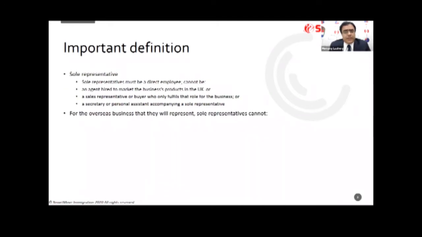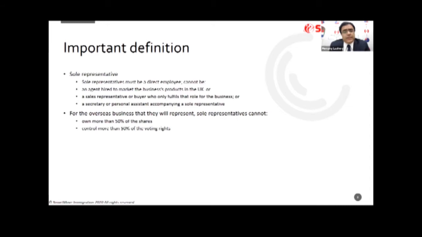The overseas business, the sole representative cannot own more than 50% shares. So the sole representative visa has had a series of changes which were announced and which came into effect from 4th of June this year. So on the basis of that, the new rules which have come in, or the amendments that have come in as of 4th of June, some of the requirements have continued in that the sole representative cannot own more than 50% of the shares. And this was there in the earlier ones as well.